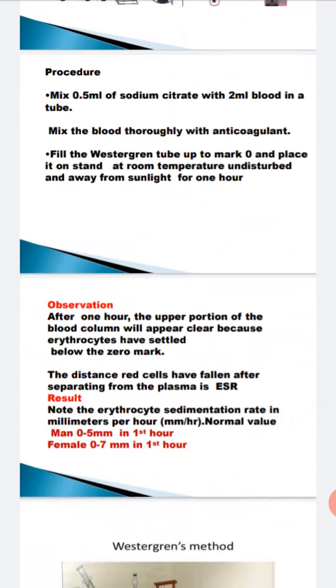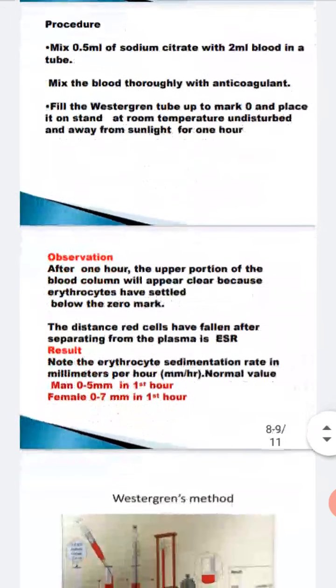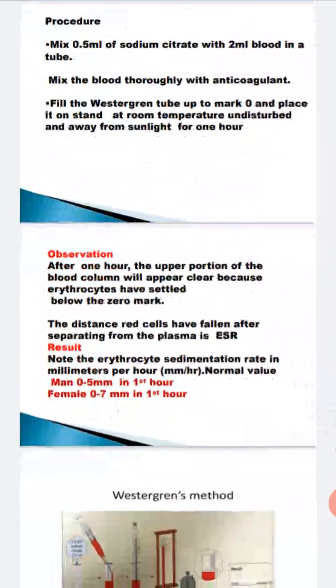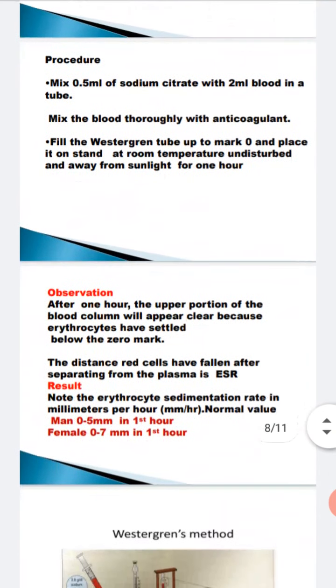So in observation you can see that after 1 hour the upper portion of the blood column will appear clear because erythrocytes have settled below the 0 mark. So here you can see these RBCs, they have come below the 0 mark. Top mark was 0. So the distance the red cells have fallen after separating from the plasma is ESR. This is ESR, this distance. This is marked here, this is the ESR.